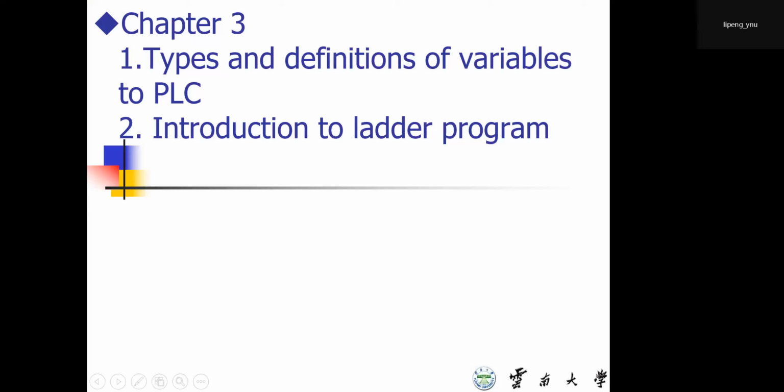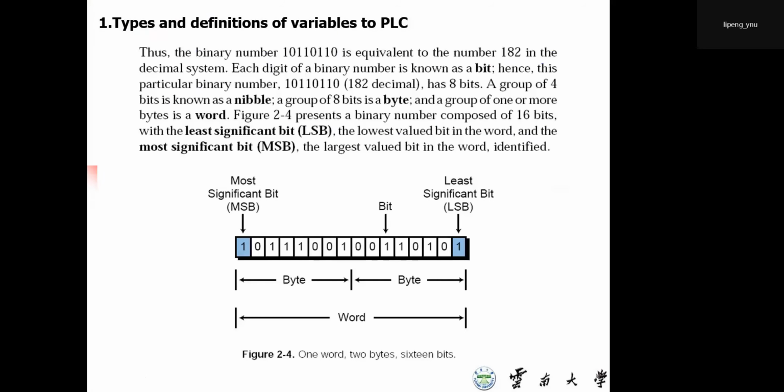Okay. In this chapter, I will introduce something about types and the definition of variables and the introduction to LED program. And as you know, last course, we saw the variables of the PLC. The length is maybe a bit, or a byte, or a word, or a double word.